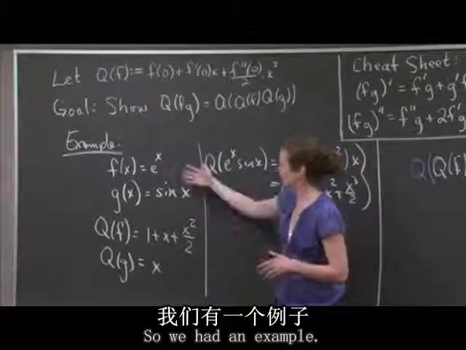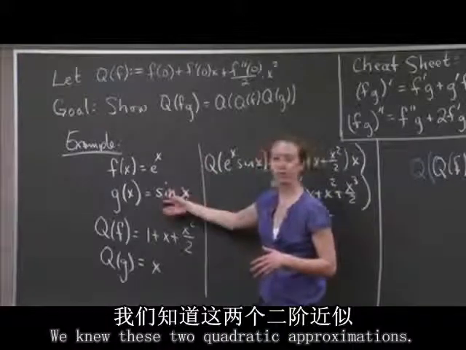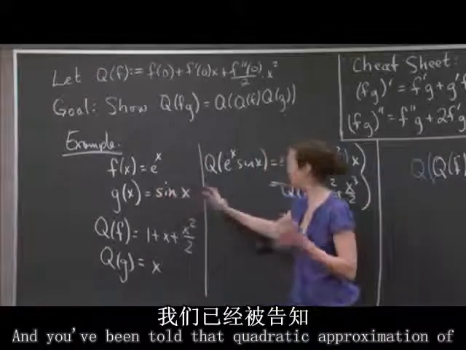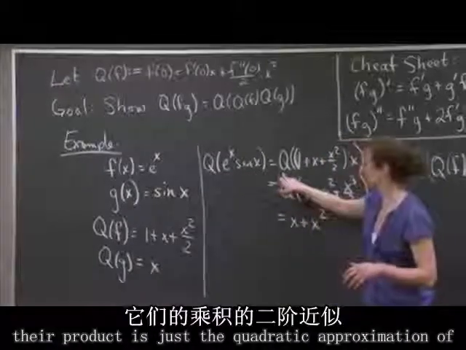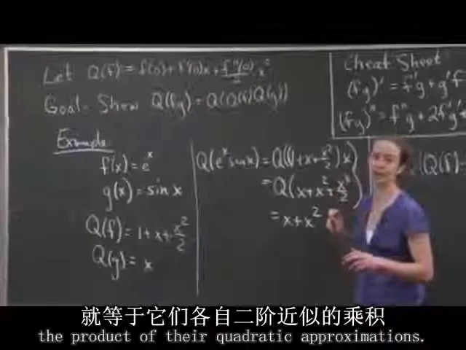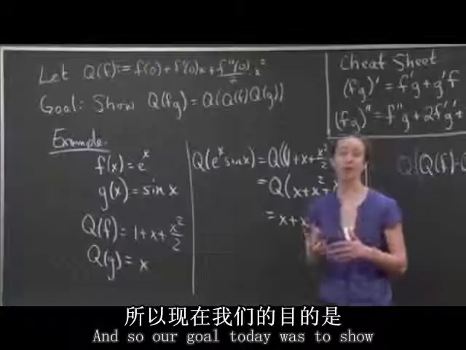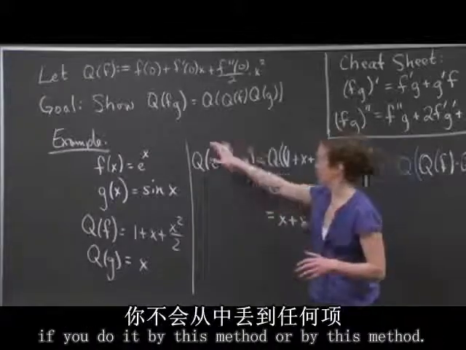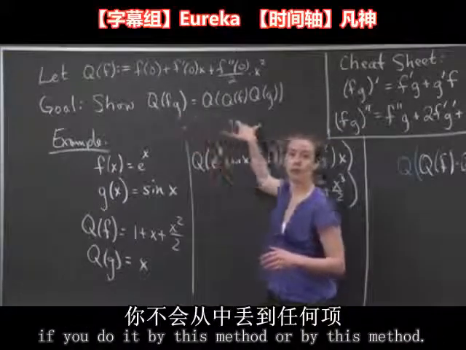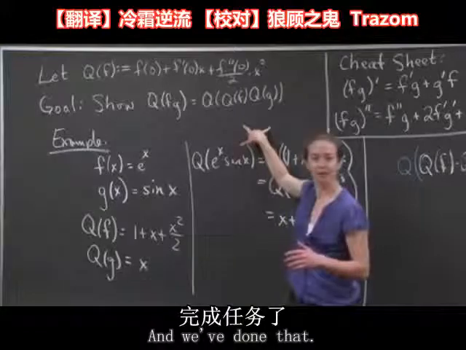So we had an example. We knew these two quadratic approximations, and you've been told that the quadratic approximation of their product is just the quadratic approximation of the product of their quadratic approximations. And so our goal today was to show that you don't drop any of the terms that you get if you do it by this method or by this method. And we've done that. So I think I'll stop there.